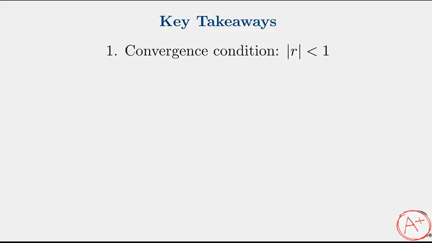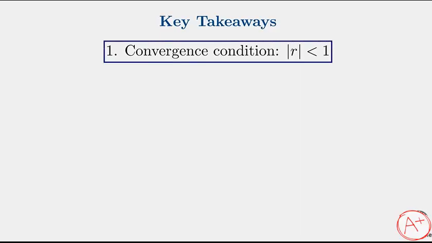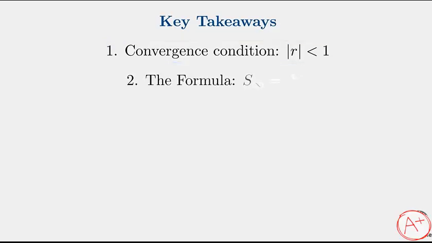To finish, let us recap the essential points from today's lesson on infinite geometric series. First, an infinite geometric series only has a finite sum if the absolute value of the common ratio is less than 1. Always verify this before calculating. Second, use the sum to infinity formula, where u1 is the first term and r is the common ratio. This formula is derived from the limit of the partial sums as n approaches infinity.